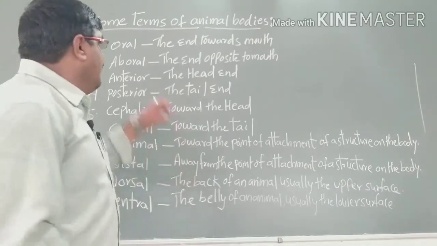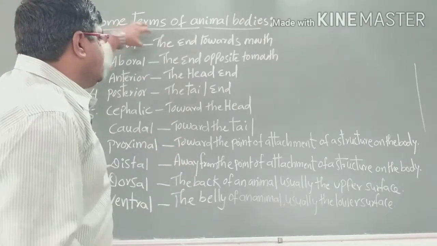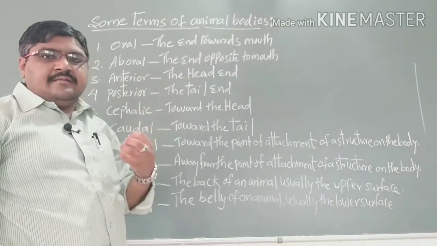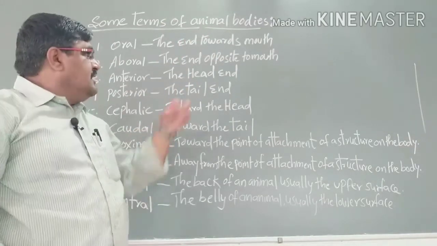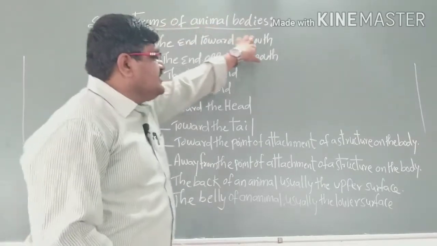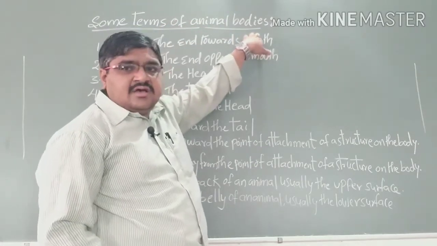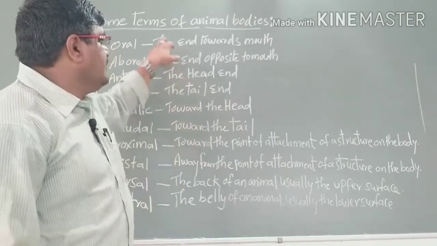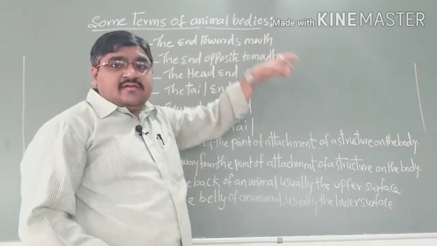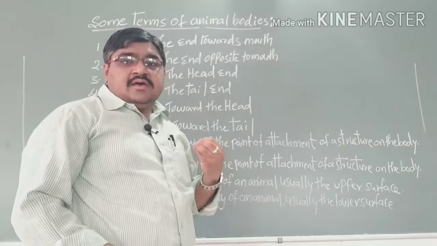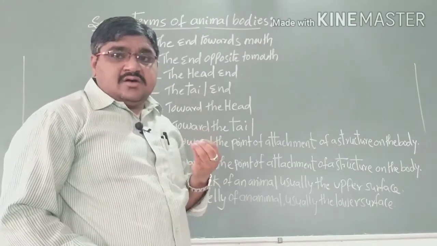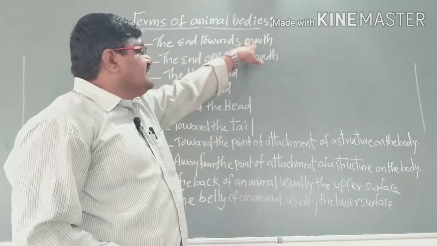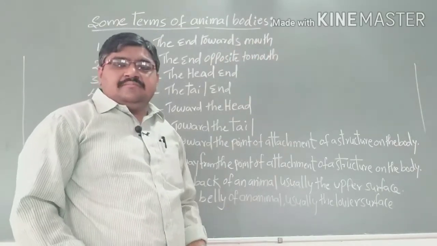That is the oral surface. What is oral? It is the end towards the mouth, where the mouth is present. The end towards the mouth region we can call the oral surface.